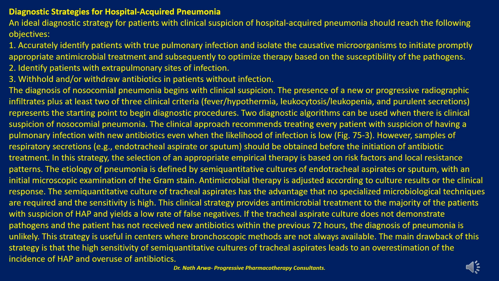The semi-quantitative culture of tracheal aspirates has the advantage that no specialized microbiological techniques are required and the sensitivity is high. This clinical strategy provides antimicrobial treatment to the majority of the patients with suspicion of HAP and yields a low rate of false negatives. If the tracheal aspirate culture does not demonstrate pathogens and the patient has not received new antibiotics within the previous 72 hours, the diagnosis of pneumonia is unlikely. This strategy is useful in centers where bronchoscopic methods are not always available.